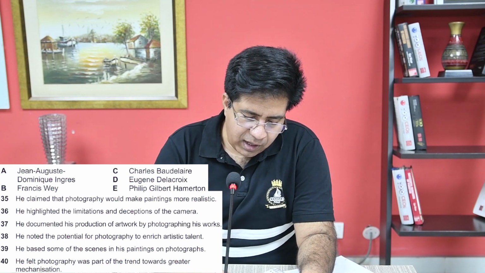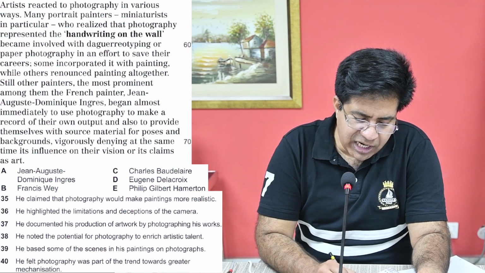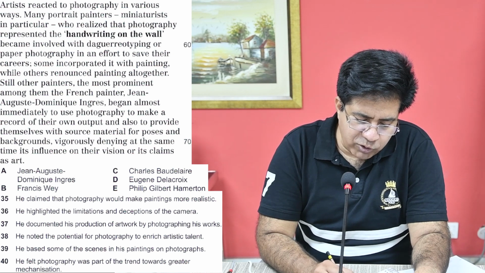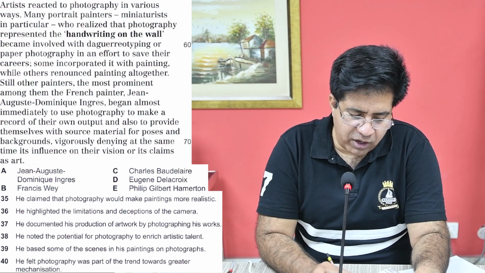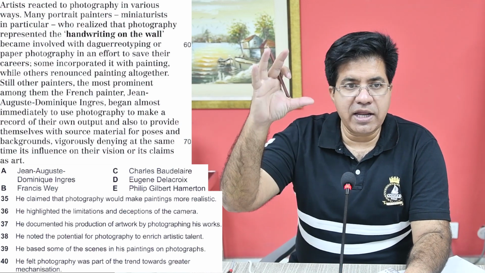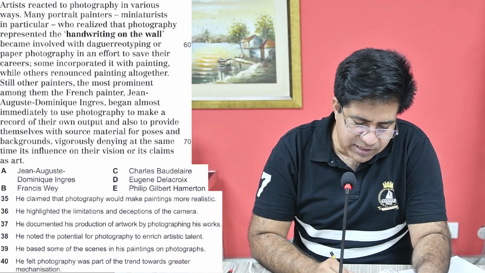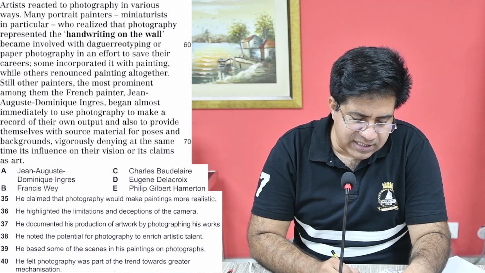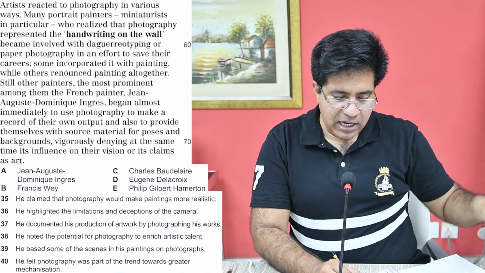Now let's see. Jean Auguste Dominique Ingres began almost immediately to use photography to make a record of their own output and also to provide themselves with source material for poses and backgrounds. What did he do? He began immediately to use photography to make a record of their own output. It means if he was a painter, he started taking photographs of his own paintings, right? They used a photograph for background and then they did painting on that. Now let's go back.